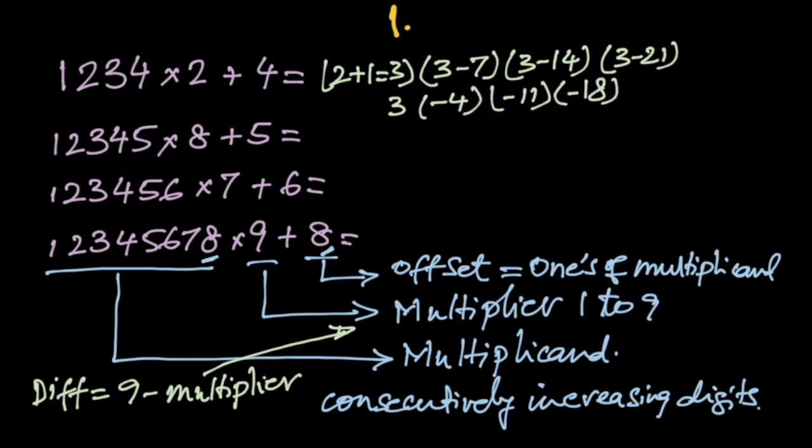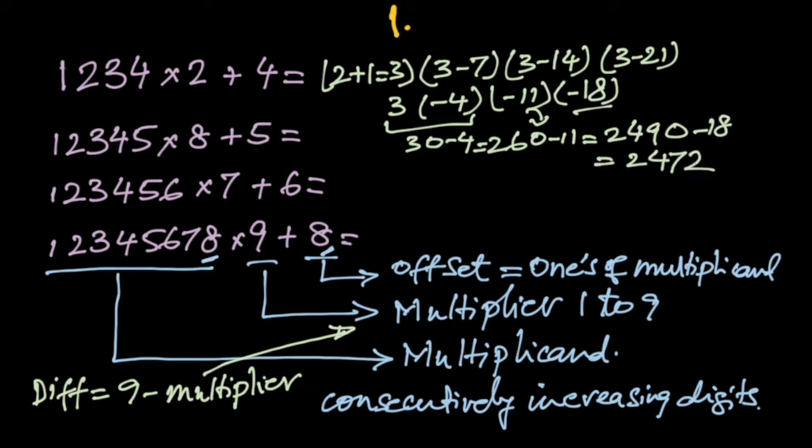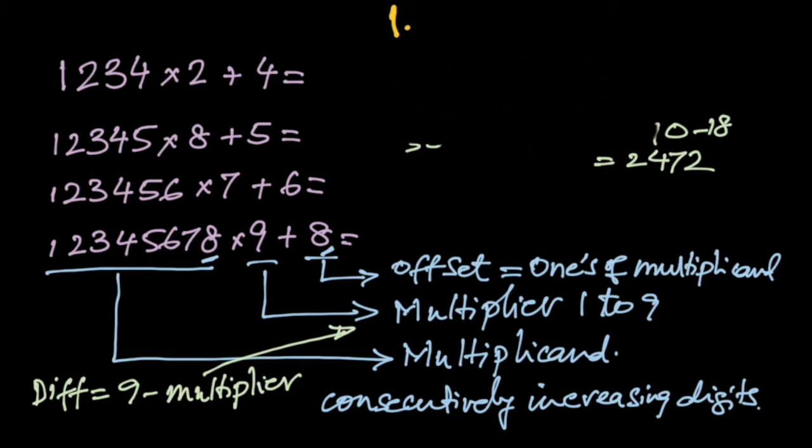So how do we compute the number that it represents? So 3 minus 4 is 30 minus 4. It is 26. Then 26 minus 11 is same as 260 minus 11 which is 249. Then 249 minus 18 is same as 2490 minus 18 which is 2472. Similarly, we do for 1, 2, 3, 4 times 8 plus 5.